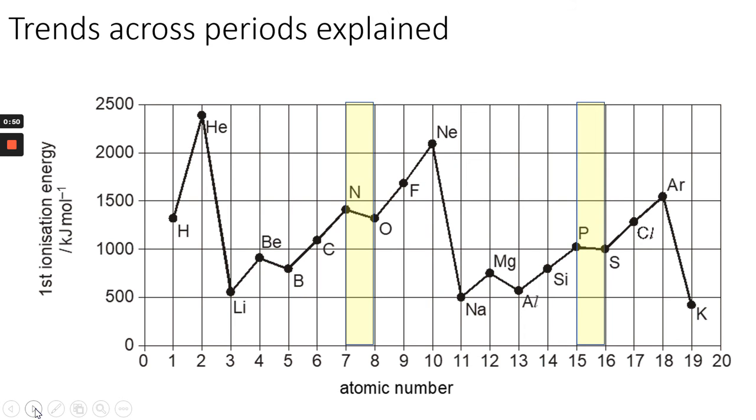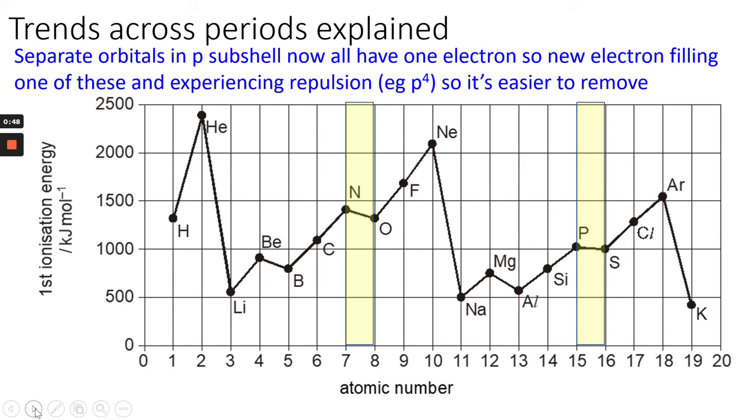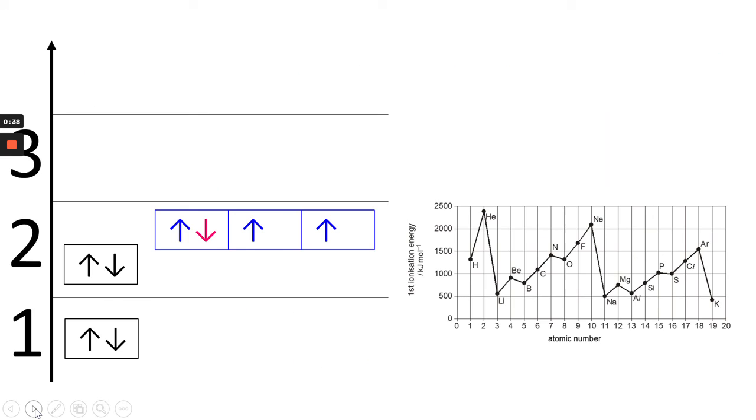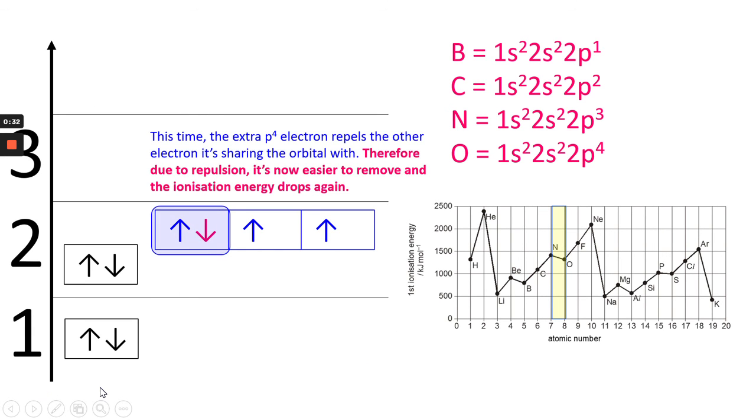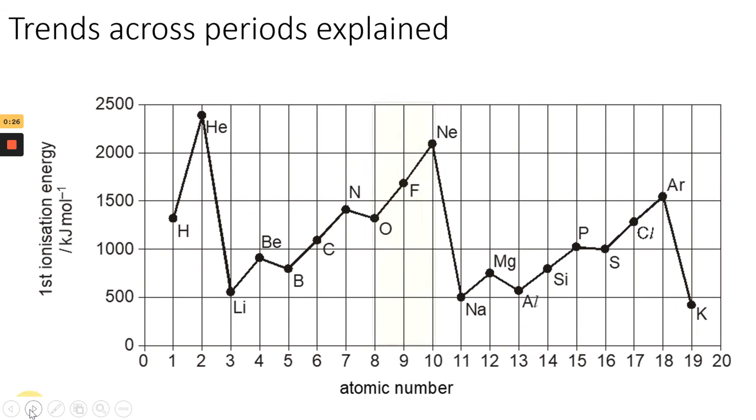Going from nitrogen to oxygen, a little bit of a drop here. So still in the p subshell, what's happening here is the fourth electron has to drop in next to one of those other three. So now we'll have an orbital that has 2 electrons in it that will be repelling each other. So this is our p4 configuration for oxygen. This electron here is actually suffering from a bit of repulsion, so therefore it's easier to take away. So the ionization energy drops again.